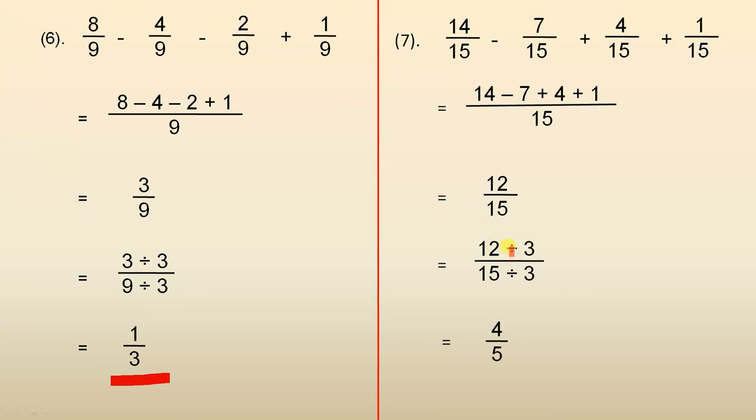What number divides into these two evenly? 3. 12 divided by 3 is 4. 15 divided by 3 is 5. So that's the answer. So in this video we've seen how to add and subtract fractions and simplify the fractions in the answer where necessary.